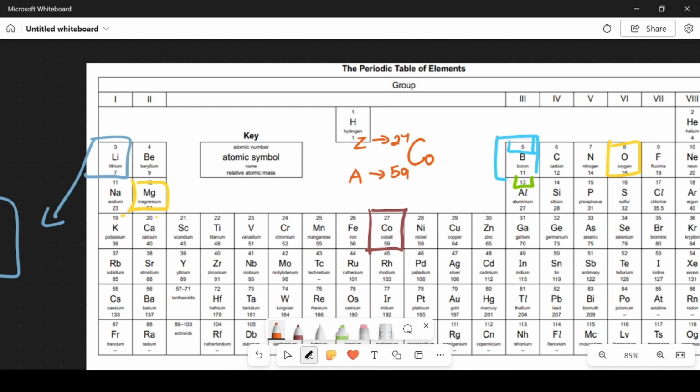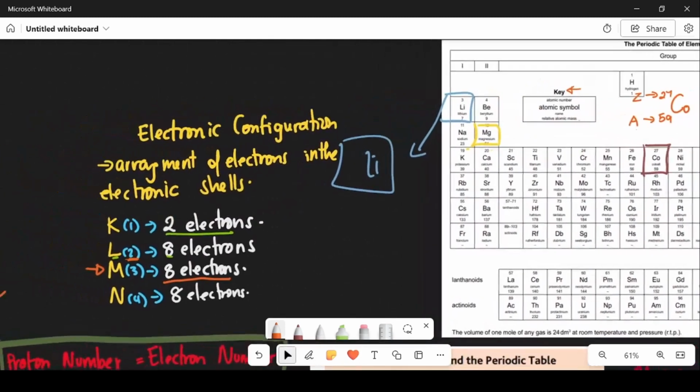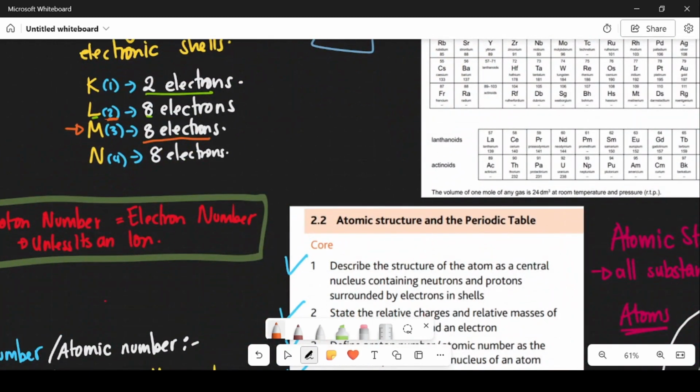All right. Here they've also given you your key, the same exact thing. You have your atomic symbol, your A, which is your atomic mass number, relative atomic mass, same thing, and atomic number or proton number. Okay, you can always look at your key and try to understand how your atom or your element is being represented.